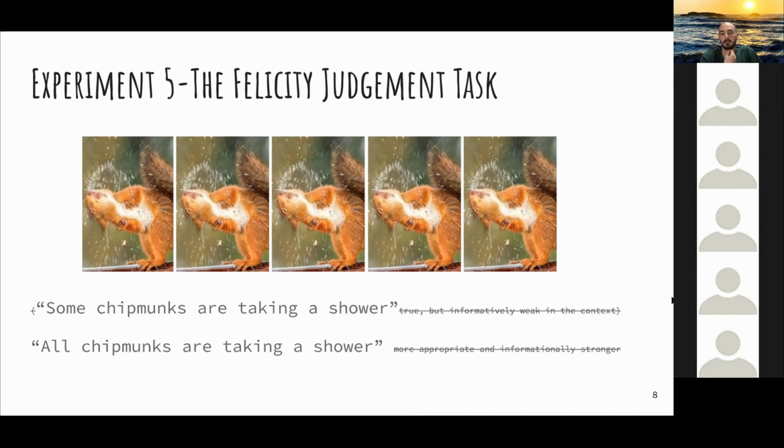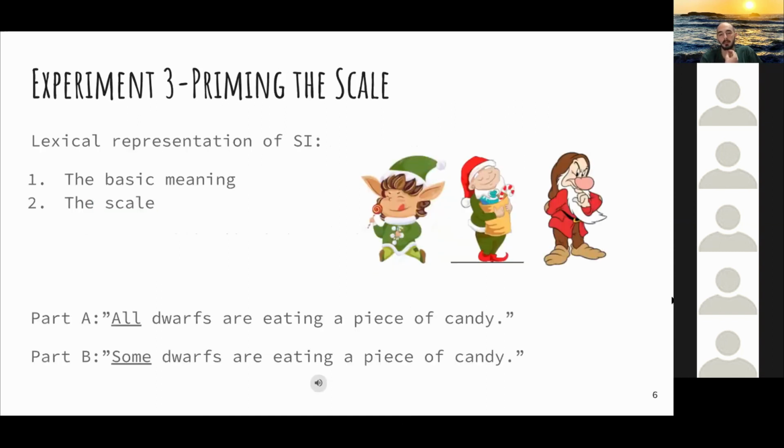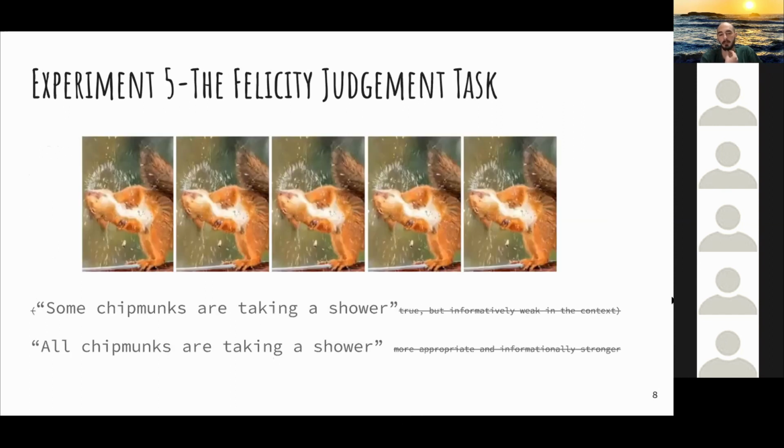The results showed that in the first test, they actually had a poor performance. And this time, more than 25% of all the children gave the right answer. So this does not prove that children can derive scalar implicatures, but they're sensitive to the maxim of quantity.